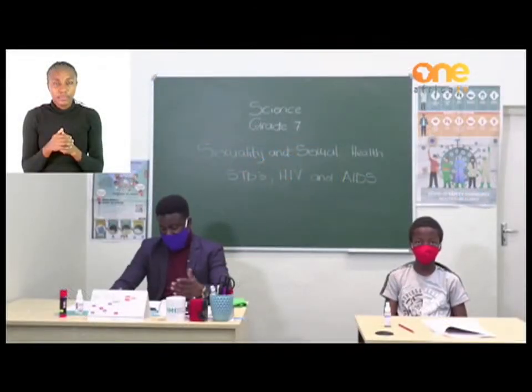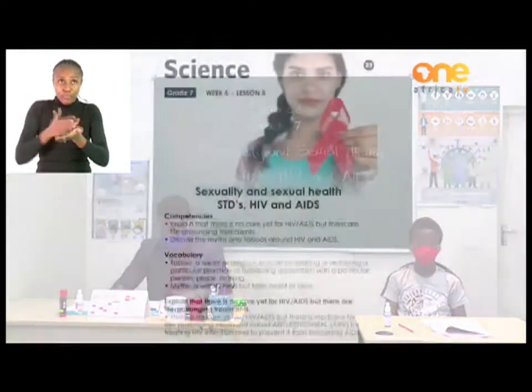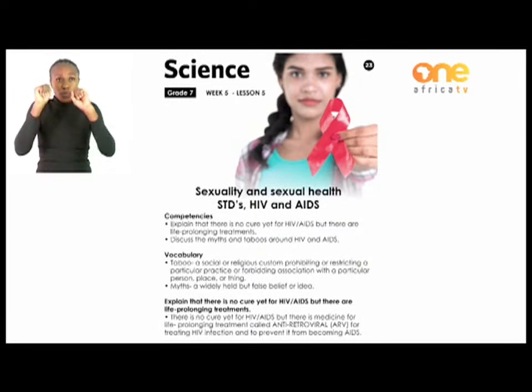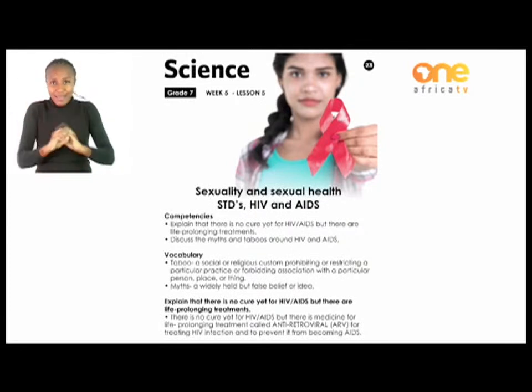Okay, learners, let's turn to page 23. Let's start with today's competencies. By the end of the lesson, you should be able to explain that there is no cure yet for HIV/AIDS, but there are life-prolonging treatments, and discuss the myths and the taboos around HIV and AIDS.